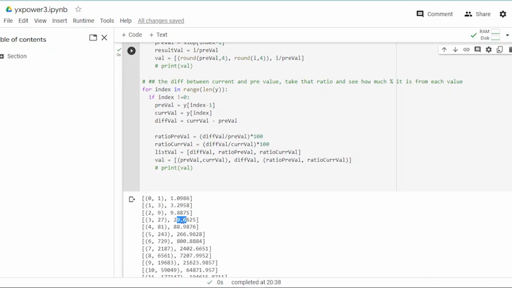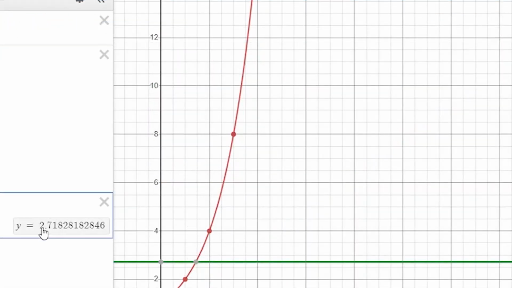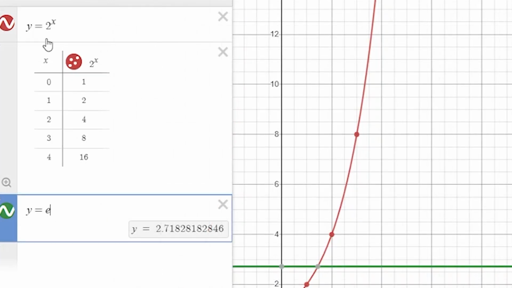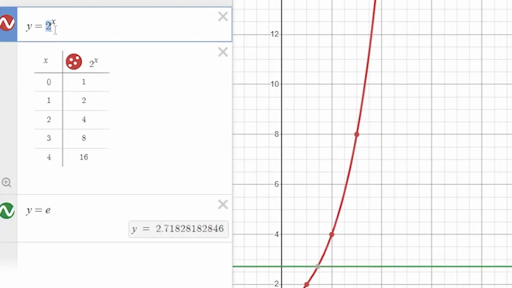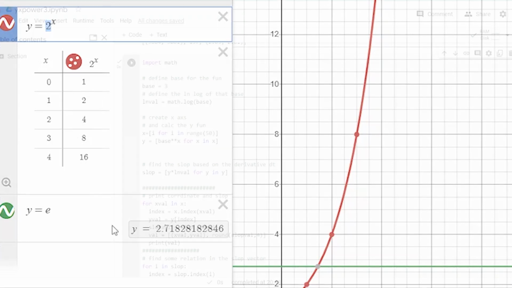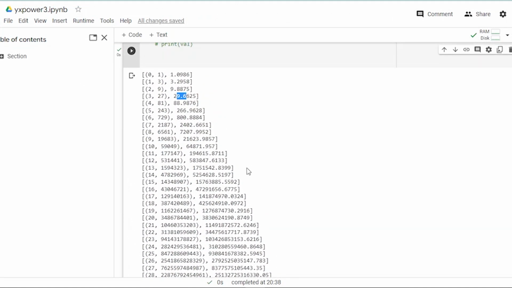And that is where the number e was introduced. This is the value of e, which is equal to 2.7182. This irrational number goes on and on without any repetitive pattern. That's how, if we take a base of 2 and then a base of 3, we saw the difference through the investigation of the slope.